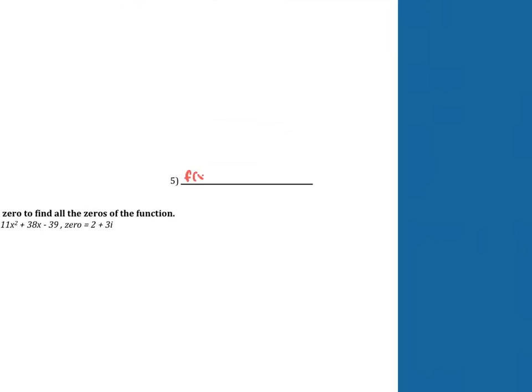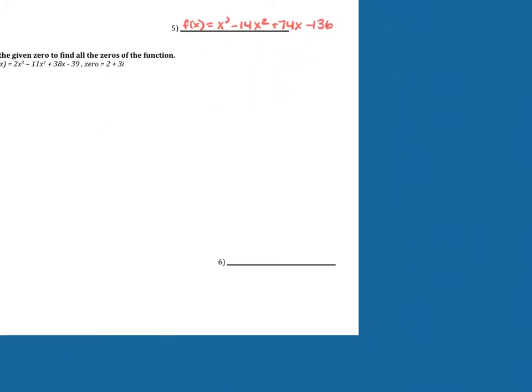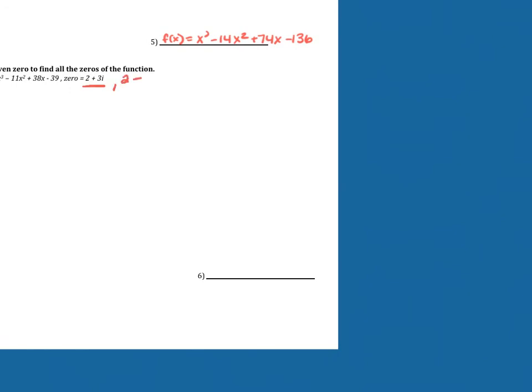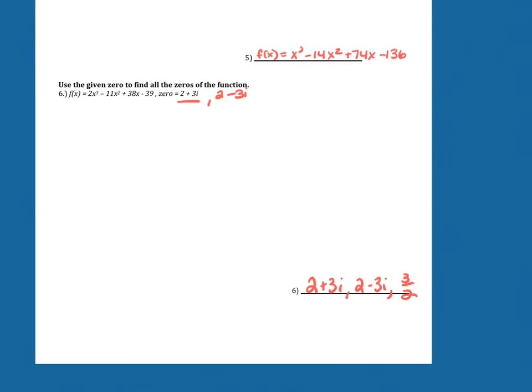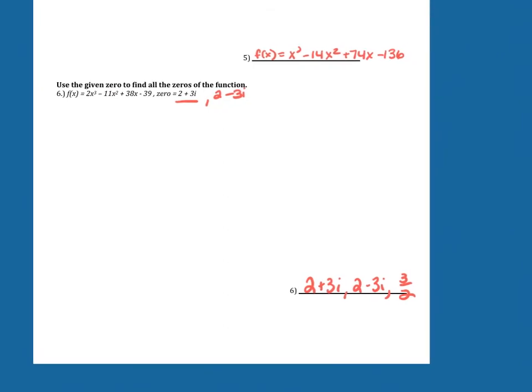Number 5, f of x should have equaled x squared minus 14x squared plus 74x minus 136. And then all the zeros: if I have 2 plus 3i, I already have 2 minus 3i. I would have put those behind the x minus, FOIL them out, and then remember we have to divide the original by that. And you should have gotten 3/2 as the last one. So 2 plus 3i, 2 minus 3i, and 3/2 were the zeros of that function. All right, anybody need me to work through one of those? Which one? Number 6. Sure.